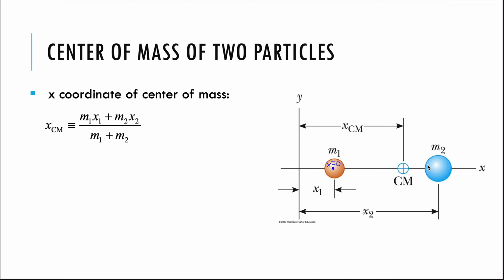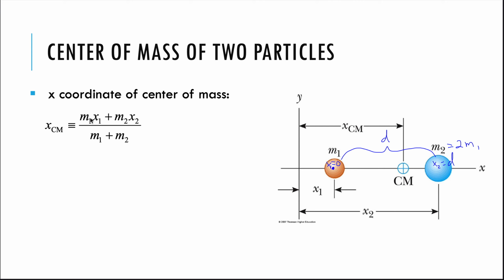Now we don't know how far apart these masses are, but let's just assume that the distance between them is d. So that means x1 would be 0, but x2, relative to our origin, is d. And finally, let's assume that the mass of m2 is equal to twice the mass of m1, just so we can see how this equation works here.